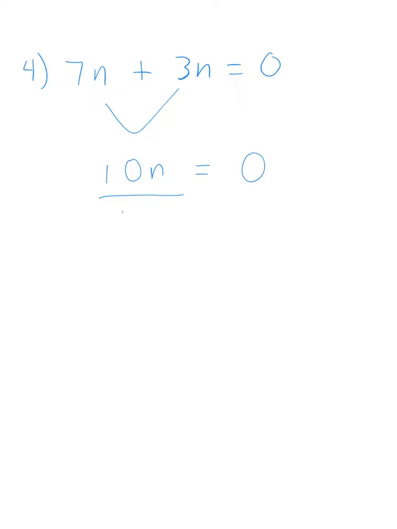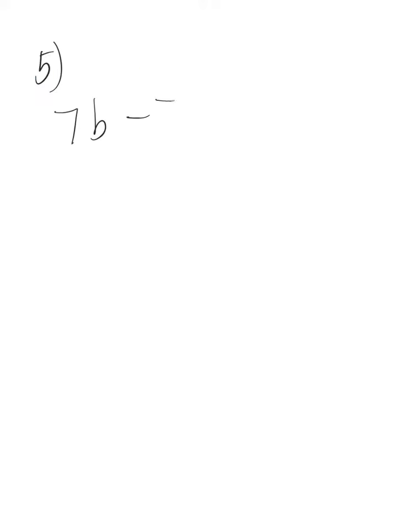Dividing? Those 10s are going to cancel out. And whatever you do to the one side, you got to do to the other. So your variable n equals 0.